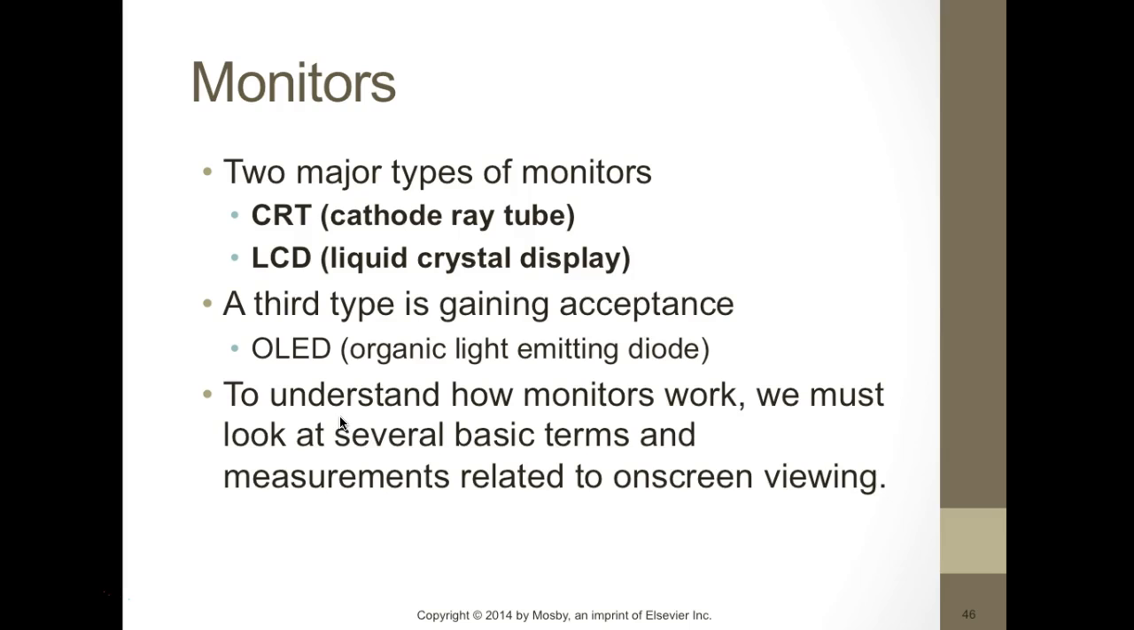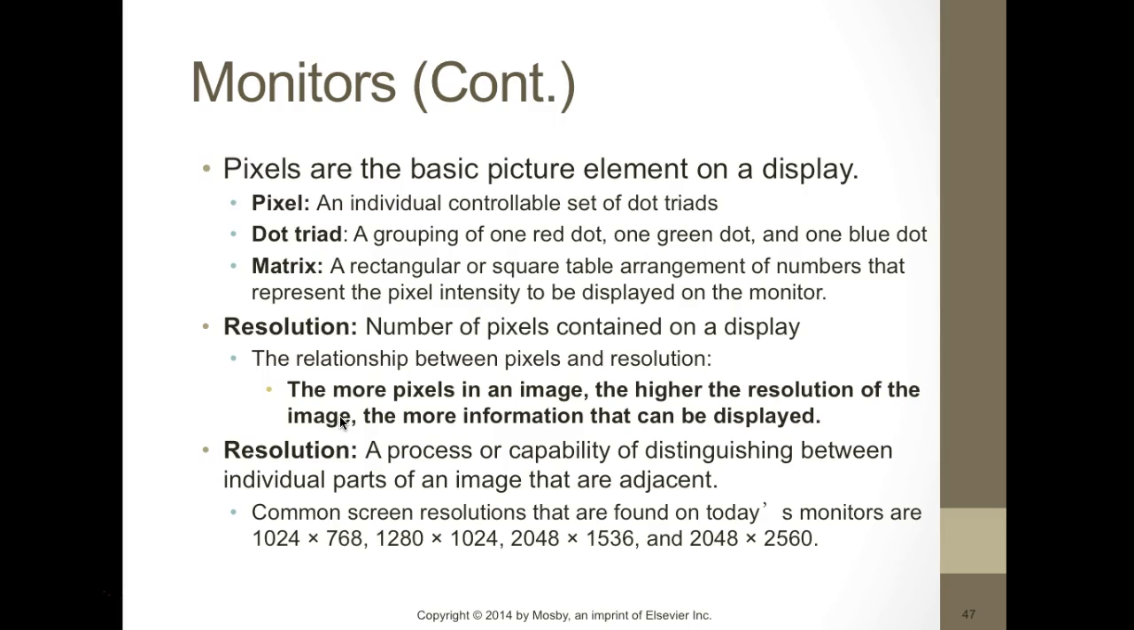So to understand how the monitors work, we have to look at several basic terms, measurements related to viewing. So pixels are the basic picture element on a display. A pixel is an individual controllable set of dot triads. So what's a dot triad? It's a grouping of one red dot, one green dot, and one blue dot.